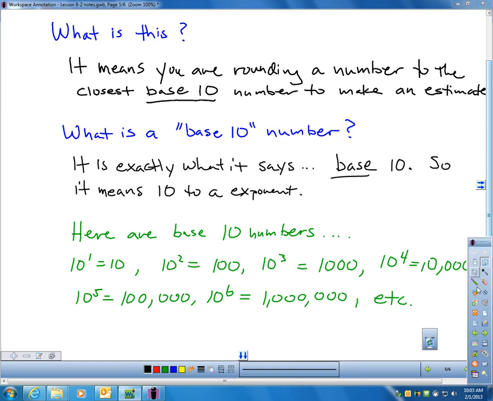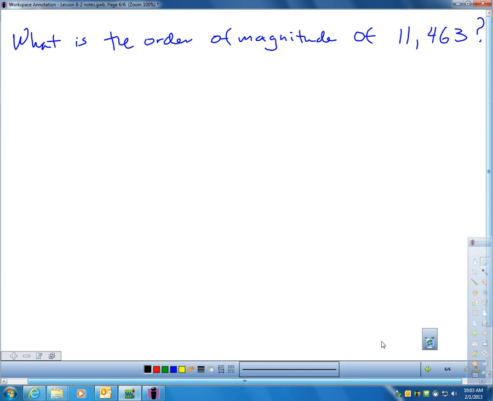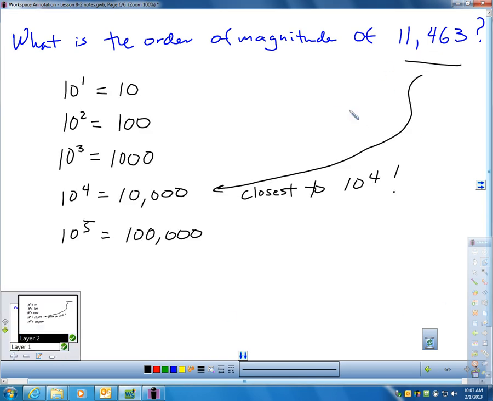With that said, remember, because they'll ask you about order of magnitude in these problems today, what is the order of magnitude of this number? Again, I'm asking what base 10 number is closest to that? Well, the closest base 10 number, in this case, would be 10 to the 4th, because this is closest to 10,000, okay?